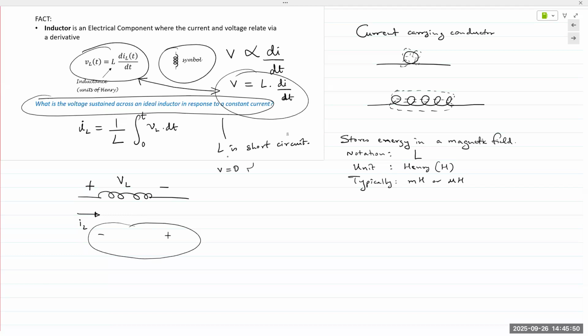So voltage is equal to 0 if I is constant. And at this point, we say it is fully charged. All right, I have 14 minutes left. Let's move on to the next, which is capacitor.